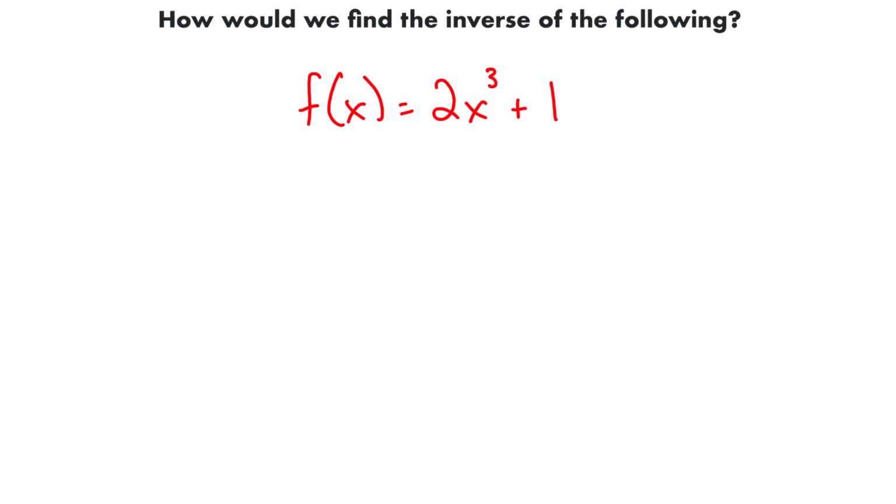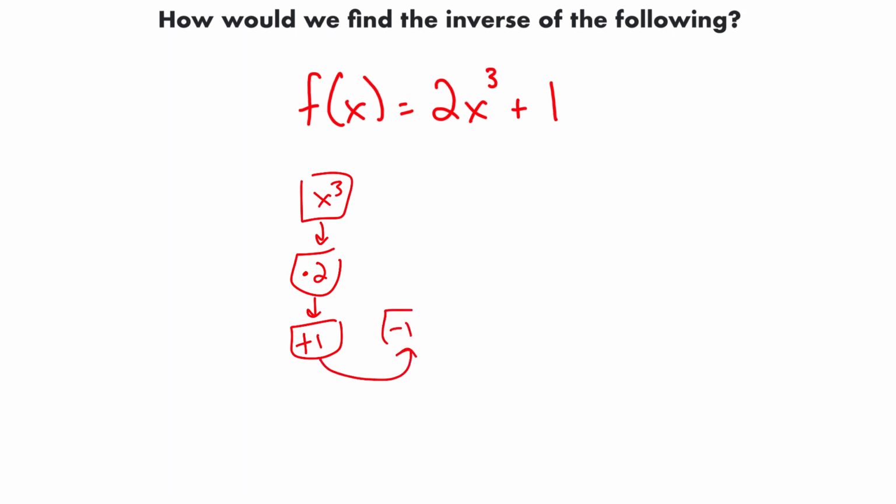If I have the function f of x equals 2x cubed plus 1, and I told you to find the inverse of that function, what we would do is we'd say, okay, the first thing I would do to the x is I would cube it. Then after that, I would multiply it by 2. Then after that, I would add 1. Therefore, for the inverse, I'm going to do the inverse operations, so I'd subtract 1. Then I would divide by 2. And then I would cube root.